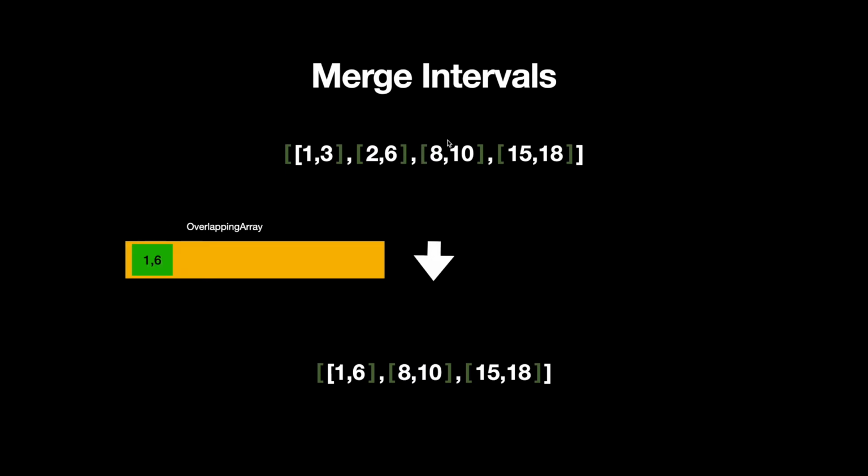Now the loop will go to 8 and 10. It will compare: 6 is less than 8. It is valid, it's not overlapping. So we'll just insert this 8, 10 directly into our overlapping array. And then in the next loop it will go to 15 and 18. 10 is less than 15, so it means it's not overlapping, and we will insert 15, 18 in this array. So we have our resulting array 1, 6, 8, 10 and 15, 18, which is a non-overlapping interval.